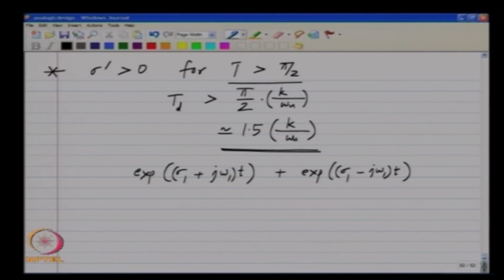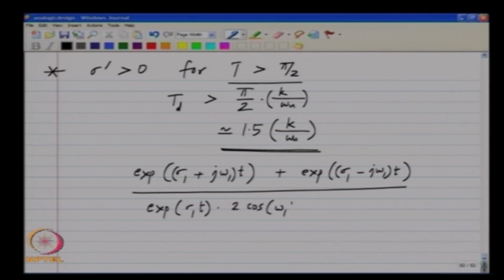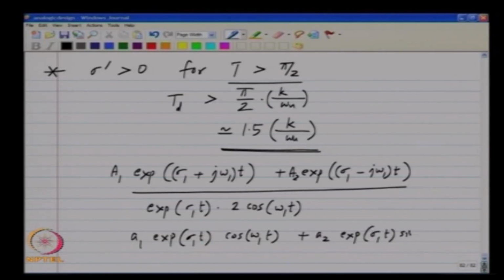and this can be written as exponential sigma 1 t and 2 cosine omega 1 t. Now, if you have different coefficients here and there, let us say a1 and a2, you will be able to write it as a1 exponential sigma 1 t cos omega 1 t and some other a2 exponential sigma 1 t sin omega 1 t.